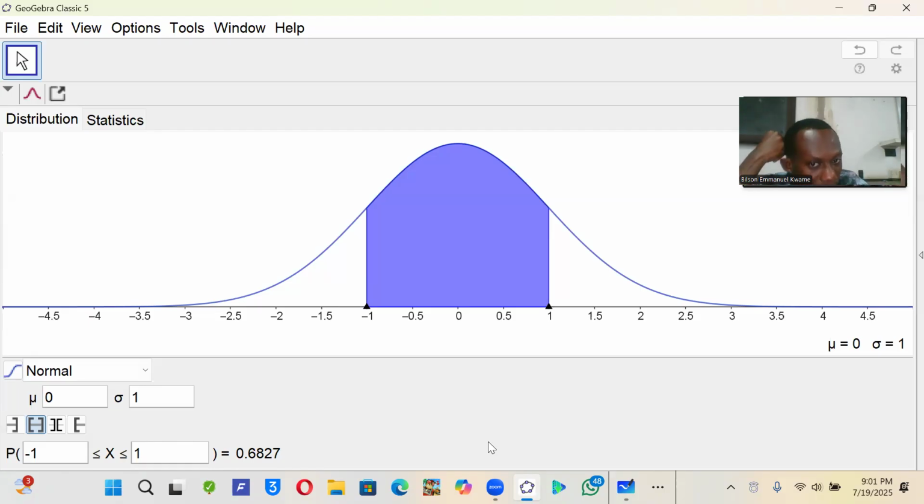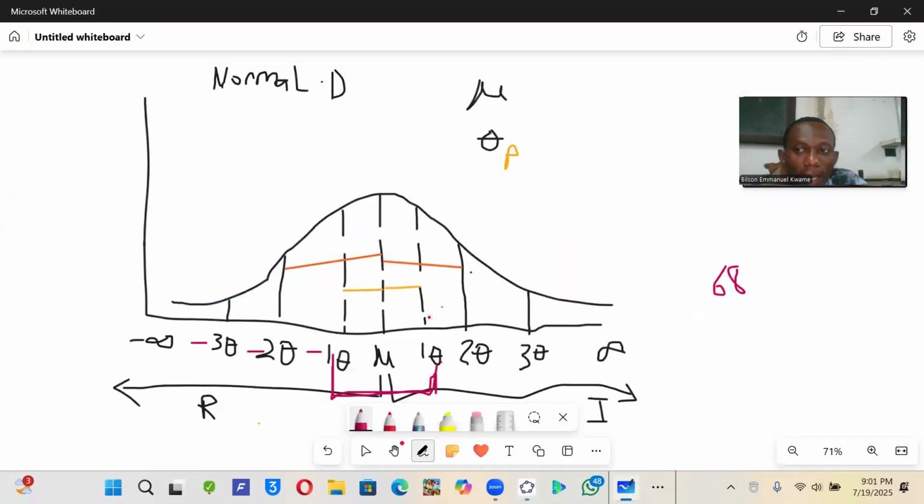Another thing that we can take note of. Let me come to the board. Another thing we can take note of is that the distance from 1 to -1 is going to give us what? 68.27. Okay. Another thing that we should take note of, what of the distance from, so this is the distance from -1 to 1.